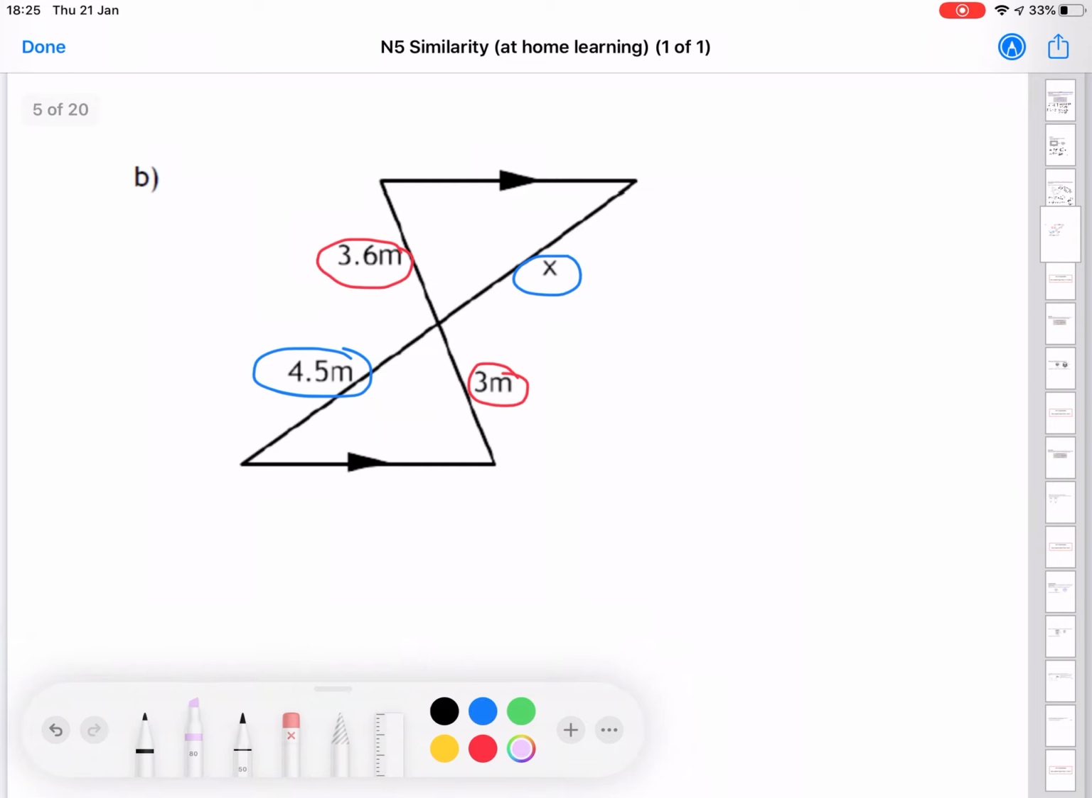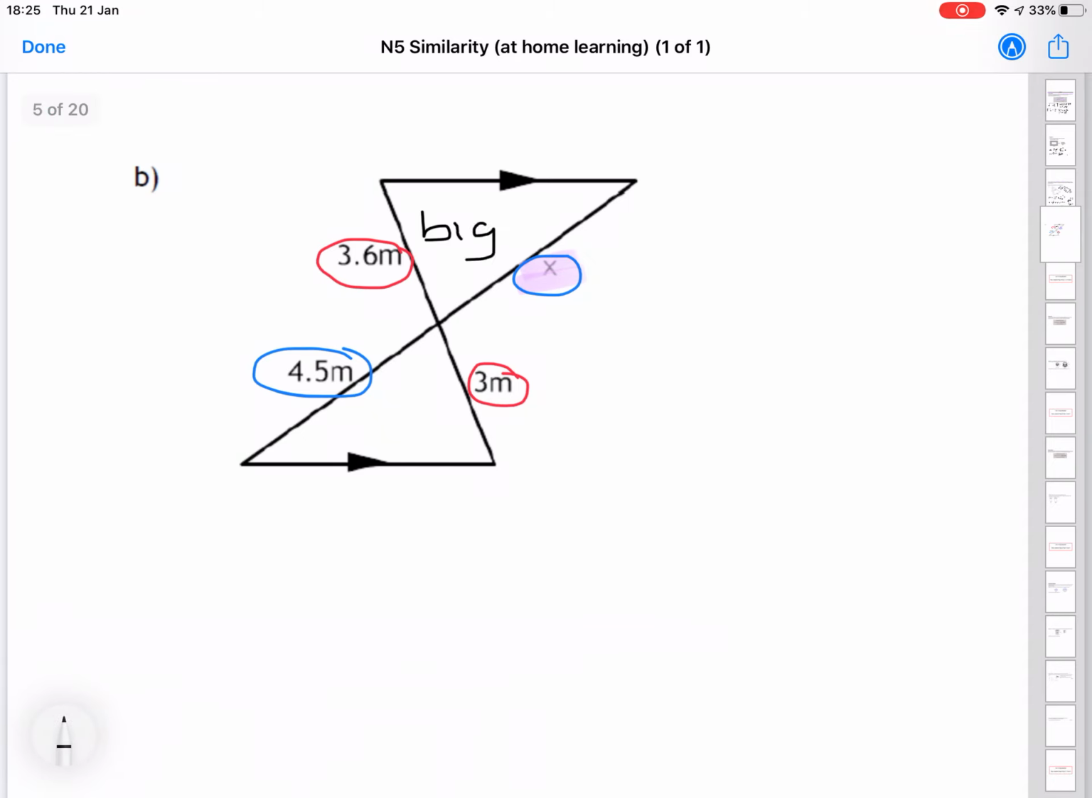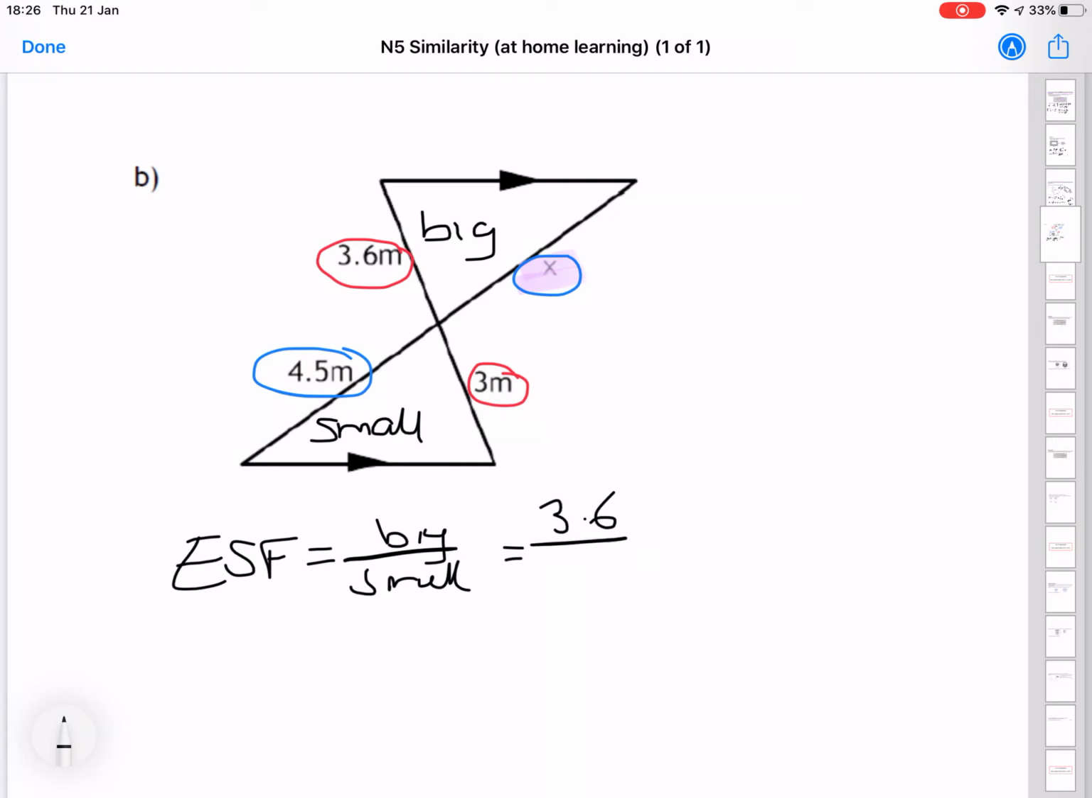The side that we're being asked to find, x, here is part of this upper triangle. Now, sometimes it's a wee bit tricky to work out, is that the smaller or the larger? So look at the sides that we have a value for each, the 3.6 and the 3. Well, 3.6 is bigger than 3, so that makes this triangle at the top the bigger one, and then the triangle at the bottom the smaller one. So because the x is part of that bigger triangle, it's enlargement scale factor that we're using here. So it's big over small, and our matching sides are the 3.6 and the 3. So 3.6 divided by 3, that gives us 1.2. So your scale factor here is 1.2.